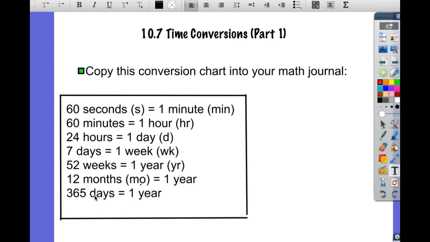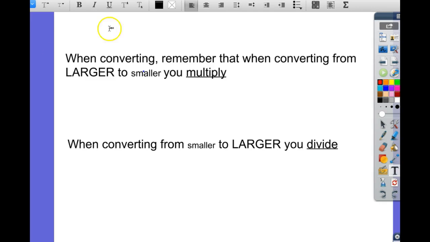The other thing that we need to review before getting started with conversions is our conversion process. Before you even start converting, you're going to have to decide if you're going to be multiplying or dividing. So when you're converting, remember that when you're going from a larger unit to a smaller unit, you're going to multiply. So let's think of an example here.